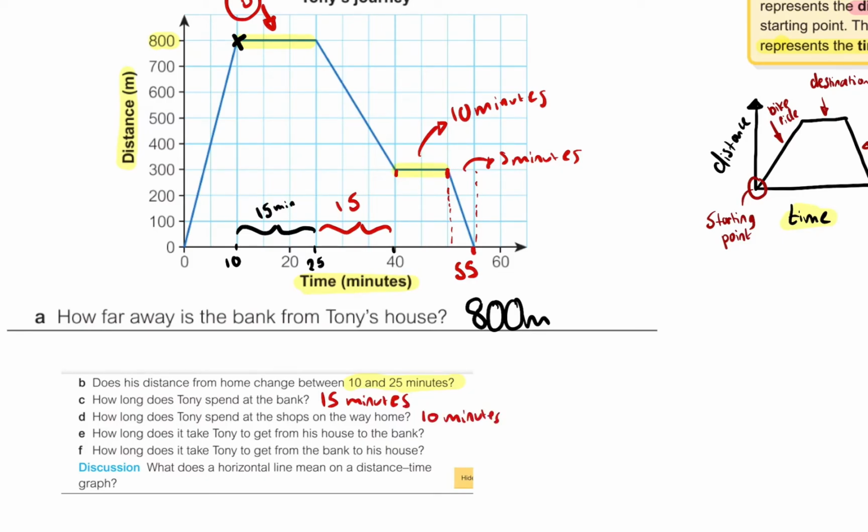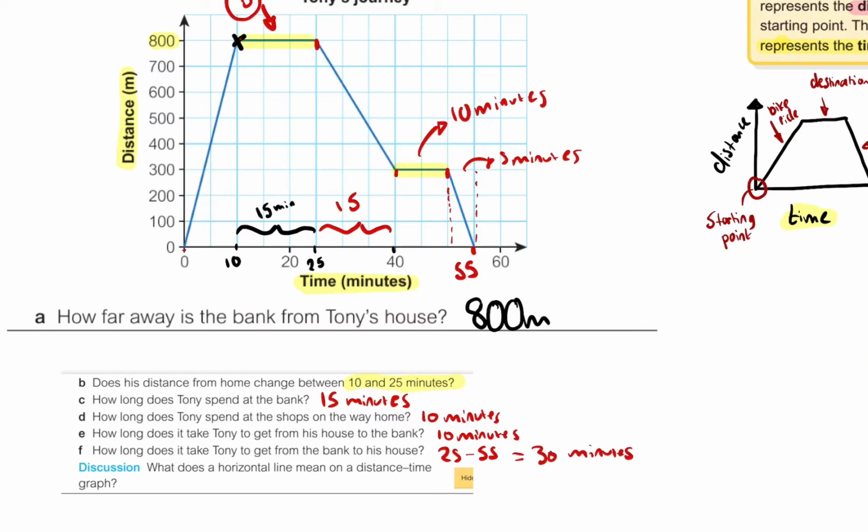How long does it take Tony to get from his house to the bank? That was 10 minutes. And how long does it take to get from the bank to his house? Remember, check what the question is asking. Bank to his house, 25 to 55 on our graph, and that equals 30 minutes.